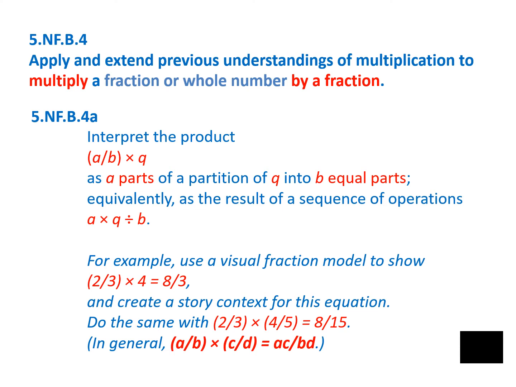They ask us to use a visual fraction model to show that 2/3 times 4 equals 8/3, and to create a story context for this equation. And then we're to do the same with 2/3 times 4/5, which equals 8/15. In general, A over B times C over D equals the quantity AC over the quantity BD.